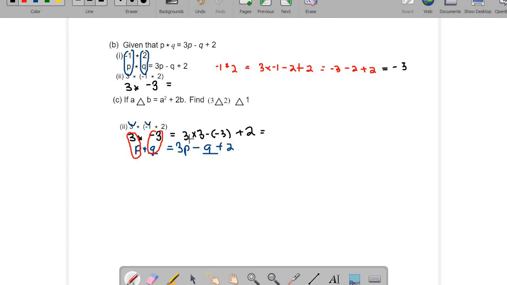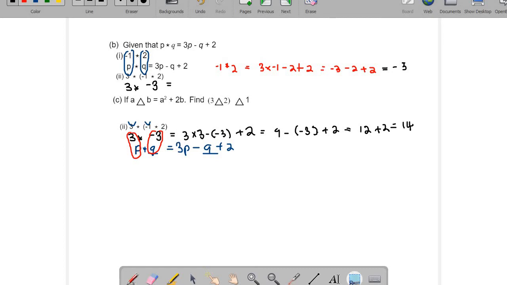You're going to multiply before you add or subtract. So that's going to be 9 minus -3 plus 2. And that should give you, okay, we only have addition or subtraction left, so we can choose any one you want to do first. I'm going to choose to subtract -3 from 9 first. You should get 12 when you do that, plus 2, and you'll end up with 14. So that is our final answer for this question.